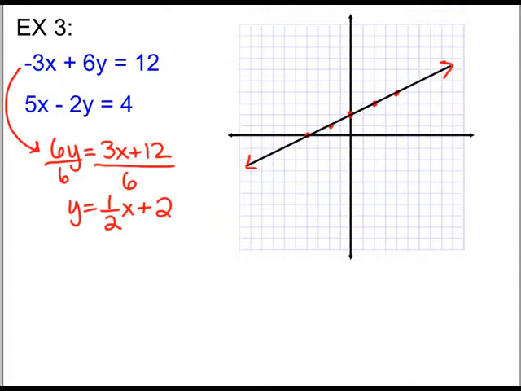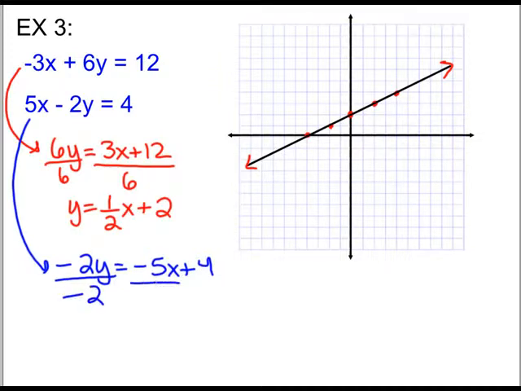I'm going to repeat the process with my second equation, starting by subtracting my 5x over, so I get negative 2y equals negative 5x plus 4. I do divide everything by negative 2. If you want to break it up, you can. You get y equals 5/2 x minus 2, because a negative divided by a negative is a positive. Come over to my graph, I plot negative 2, I rise 5, 1, 2, 3, 4, 5, run 2.